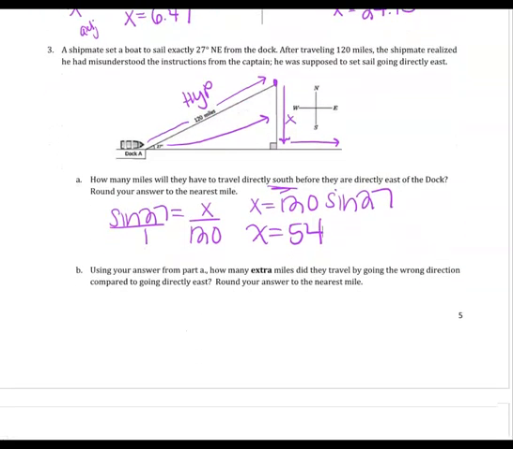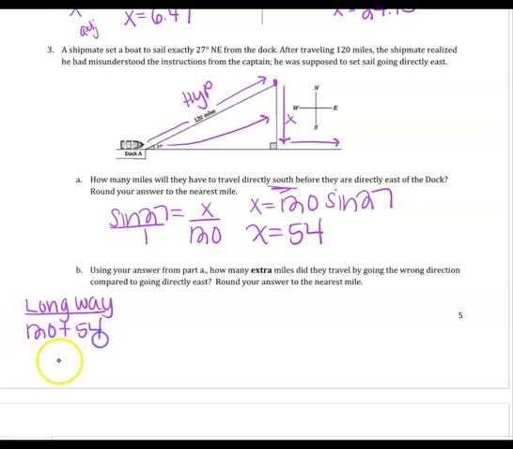All right, using your answer from part A, how many extra miles did they travel by going the wrong direction compared to just going directly east? And round our answer to the nearest mile. Well, first of all, basically the long way is how I'll label this. They went 120 miles plus an additional 54, so they went 174 miles in this long direction.